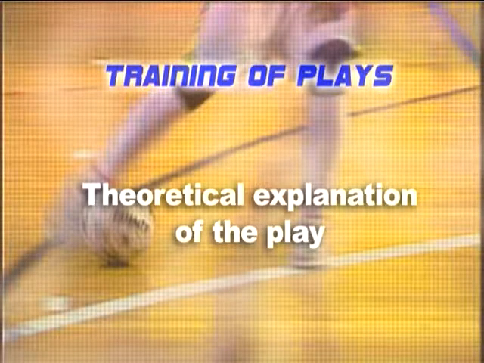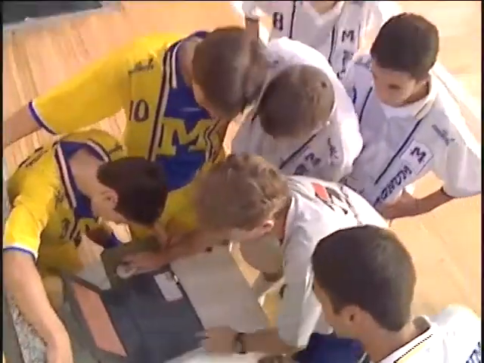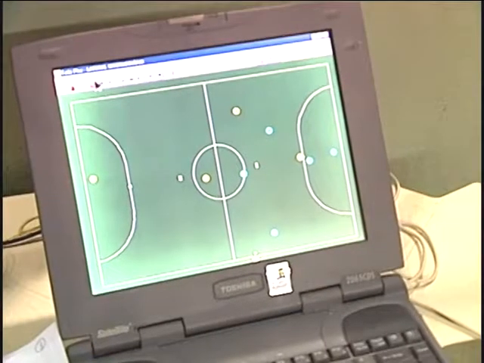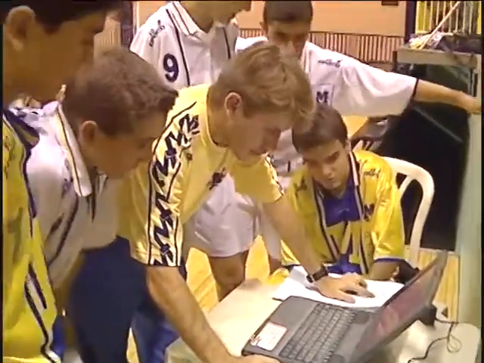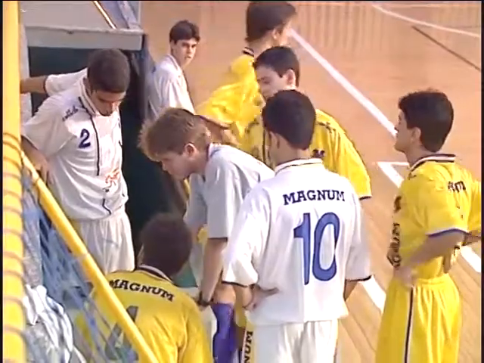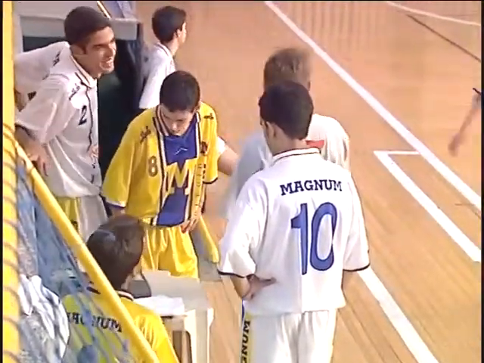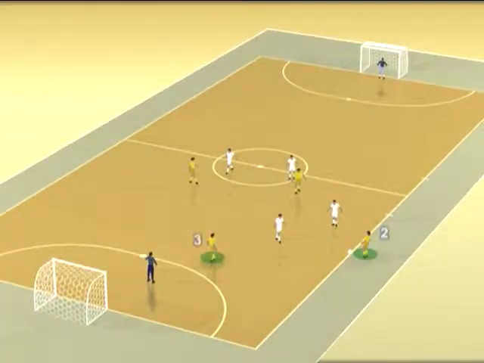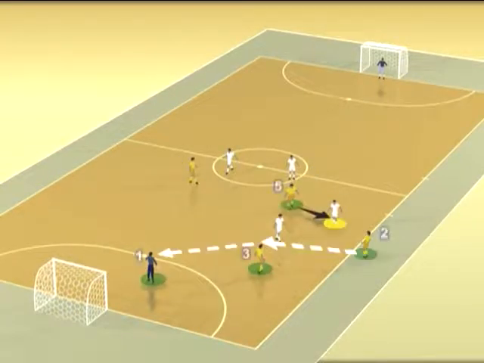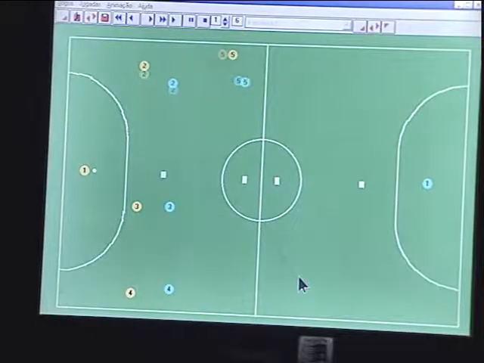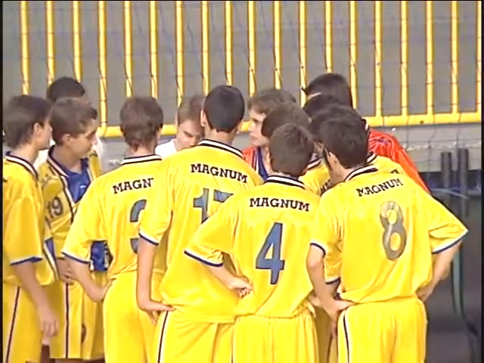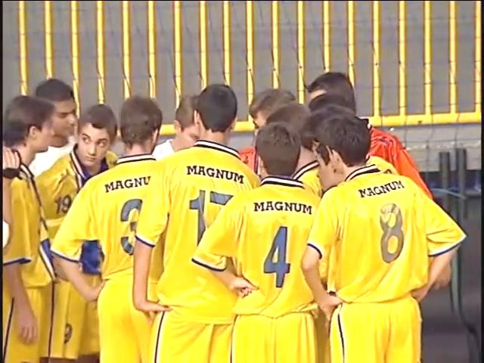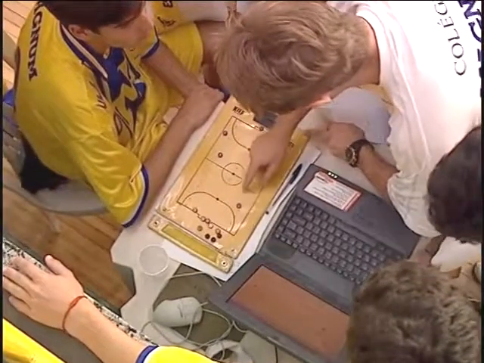A theoretical explanation of the play describes all the relevant aspects of the set play for the complete assimilation by the players: the movements, objectives, advantages, disadvantages, and precautions. This theoretical explanation can be demonstrated through media such as video, computer animation programs, magnetic boards, chalkboards, or flip charts, so that the players reach a level of practical understanding.